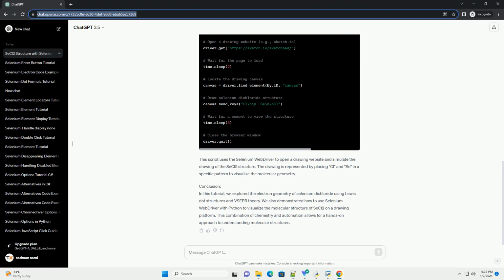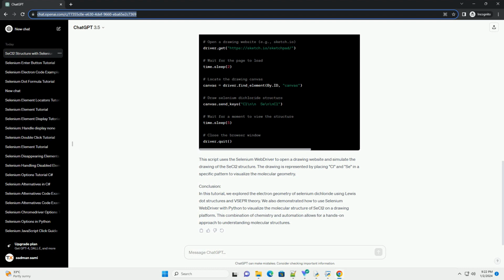Selenium dichloride Lewis dot structure. Selenium has 6 valence electrons, and each chlorine atom contributes 7 valence electrons. The Lewis dot structure of SeCl2 can be represented as follows. In this structure, each bond between selenium and chlorine represents a shared pair of electrons. The VSEPR theory predicts a bent molecular geometry for SeCl2 due to the presence of 2 bonding pairs and no lone pairs around the selenium atom.